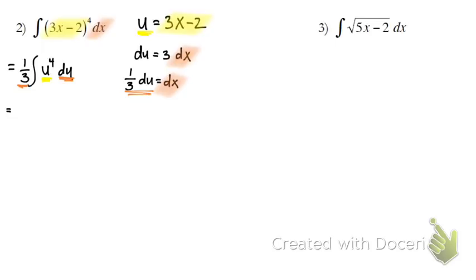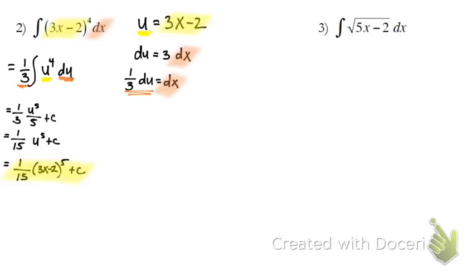The integral of u to the 4th is u to the 5th over 5 plus c. If I simplify that a little bit, I get 1 over 15 u to the 5 plus c. And then last but not least, I don't want to leave my answer in terms of u. I want to go back to being in terms of x. So this is 1 over 15 times 3x minus 2 to the 5th power plus c. And I will leave my answer like that, now that that's in simplest form.